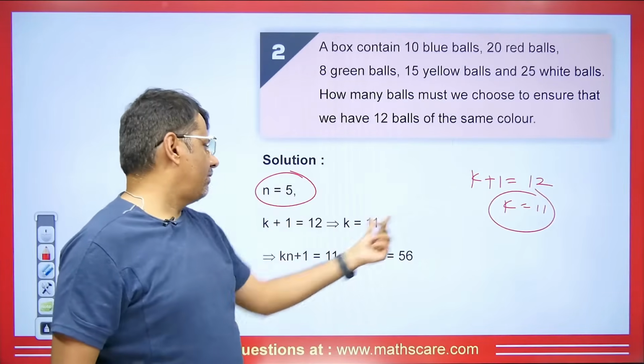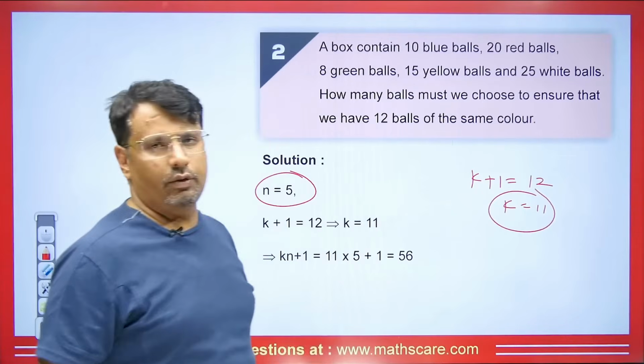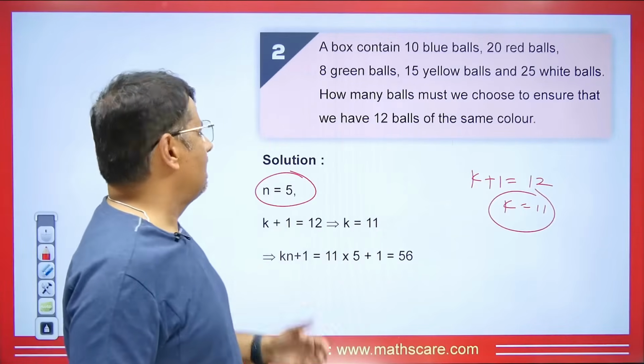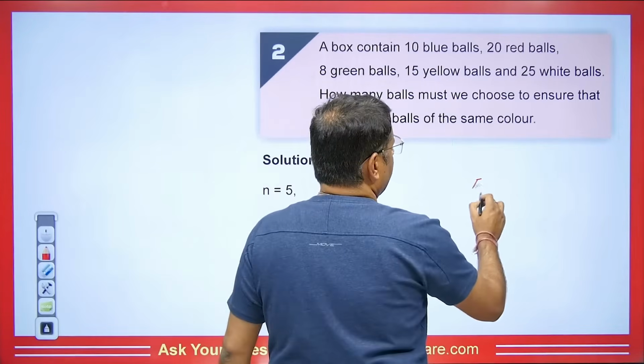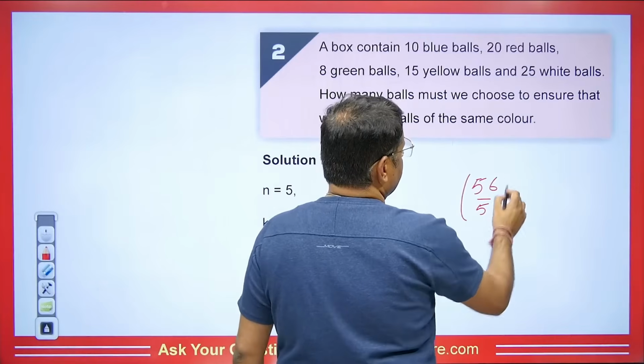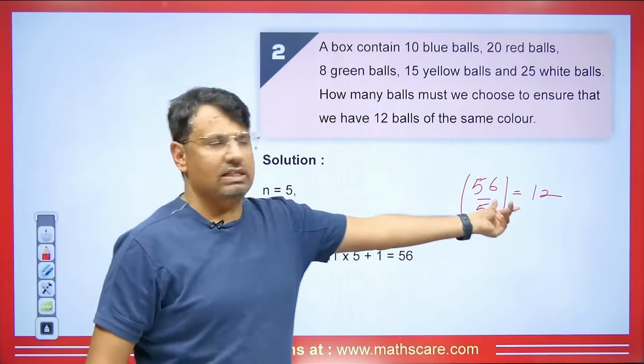Find the value of kn plus 1. Replace 5 and 11 in place of it and solve: 56 is the answer. By the way, if you divide 56 by 5 and take its greatest integer, we will get 12. And in this way, you can solve it easily like this.